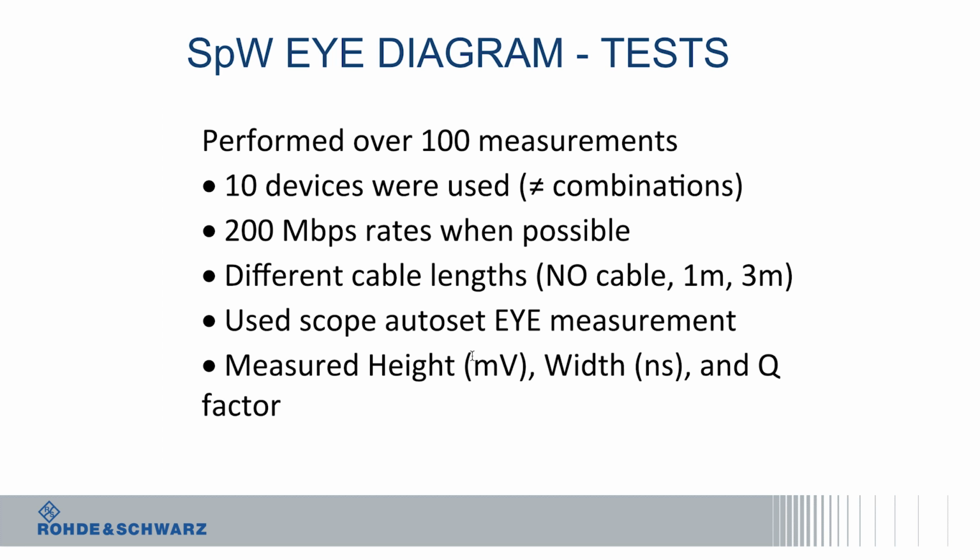Many tests were performed, over 100 measurements, where I used 10 different devices with different combinations between them, 200 megabits per second when possible, and we used different cable lengths, 1 meter, 3 meter, or no cable at all, and we used the scope auto set eye measurement. In this set of measurements, we are measuring the eye height, the eye width, and the Q factor.